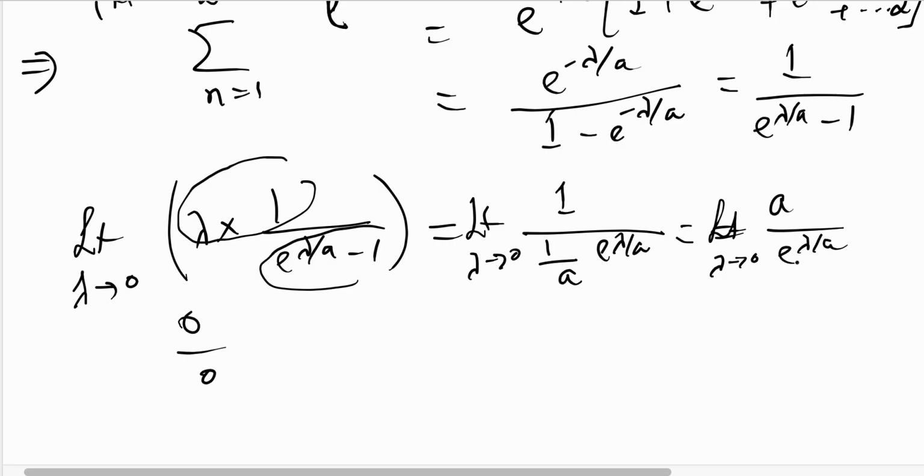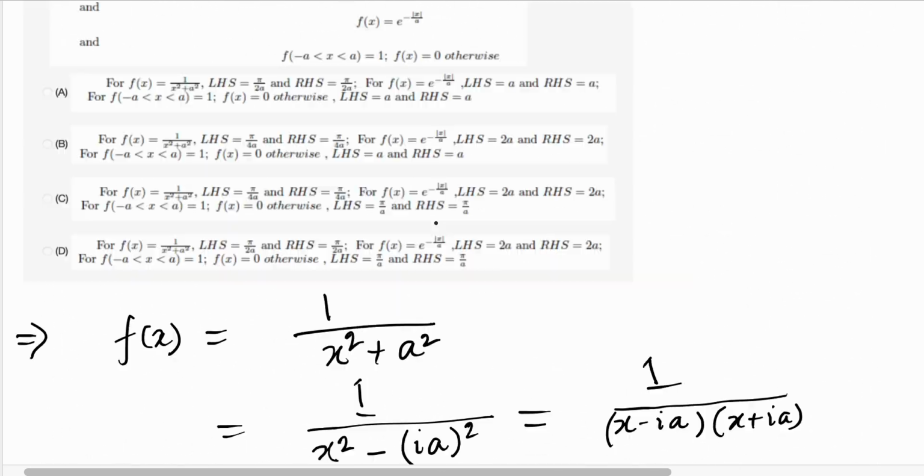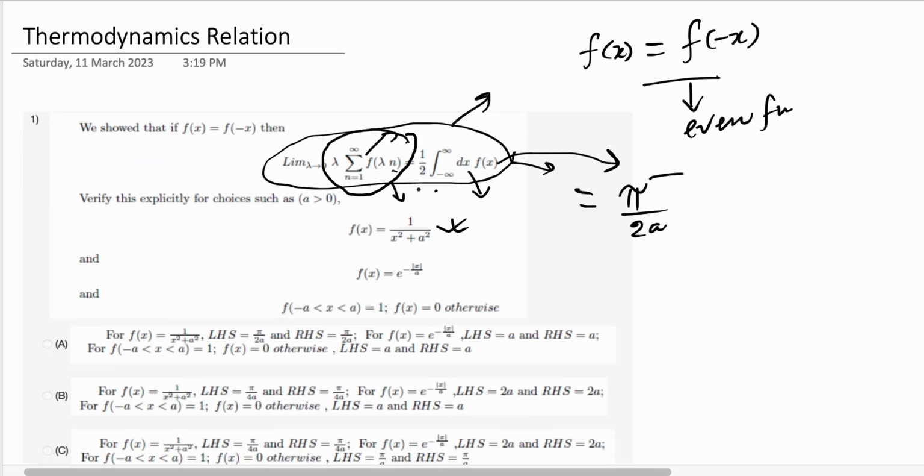Now if I put lambda equal to 0 in the denominator, it doesn't become 0, it becomes e to the power 0. That means it is 1. So the limiting value of that series will be a. Okay, so the left hand side we have done. Now it's time to do the right hand side.